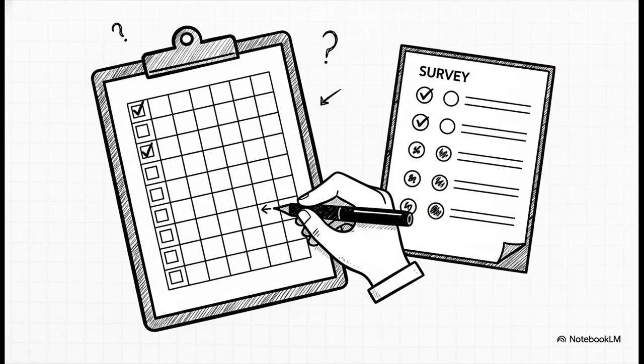Characteristic number 3 involves the tools of the trade. Look, if you're going to collect hard numbers, you can't just have casual chats with people. It uses highly structured research instruments. We're talking surveys, questionnaires, rating scales, and checklists. These tools ensure that every single participant is asked the exact same questions in the exact same way. That's how you guarantee the numerical data you get back is clean and comparable.